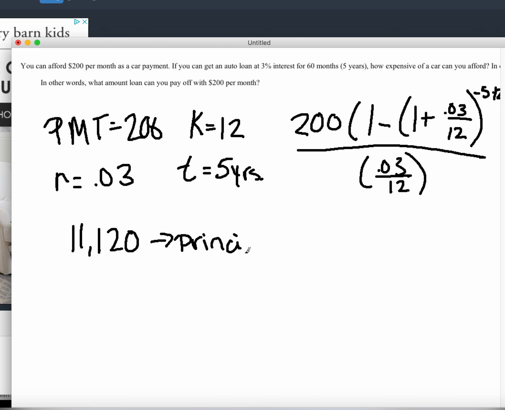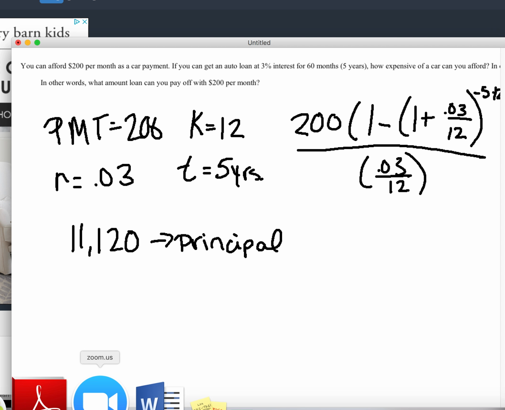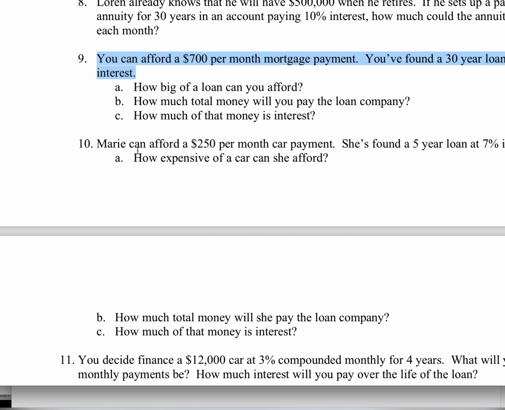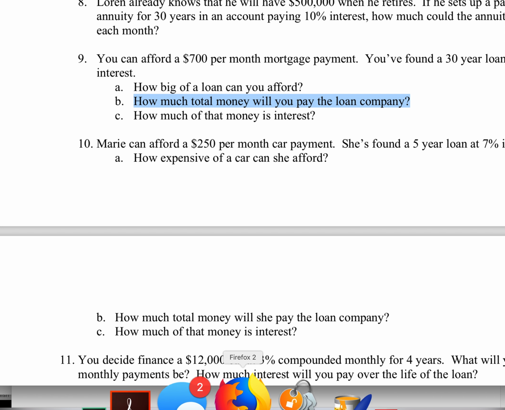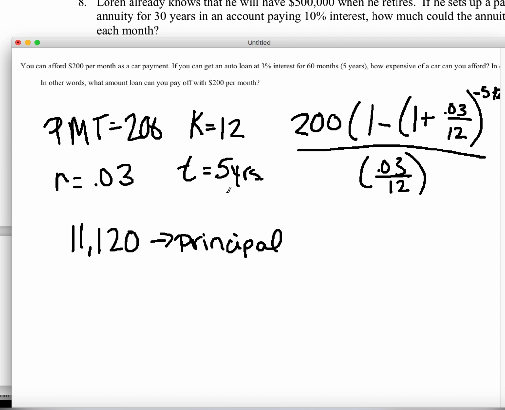The question that's like number 9 also asks you some additional information. This is how big of a loan I could afford, $11,120. How much total money will I pay the loan company? While that seems like they may be asking you a very mathy question, they're not. I'm paying $200 payments over 60 months. That's all that means. $200 payments over 60 months is going to be $12,000. That's the total amount that I'm paying the loan company.